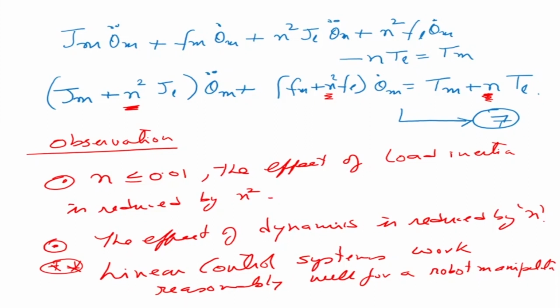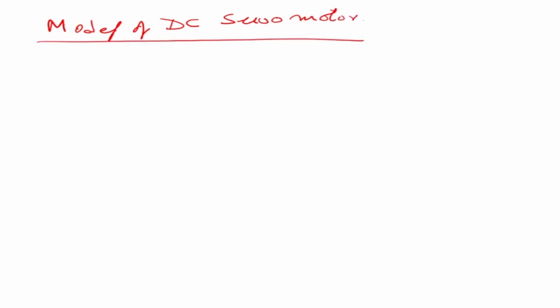So we have modeled the mechanical, the rotor and the link side. Now let us model the servo motor that is working. So model of DC servo. Now the link is going to be controlled by a DC servo motor, so we need to model that also.